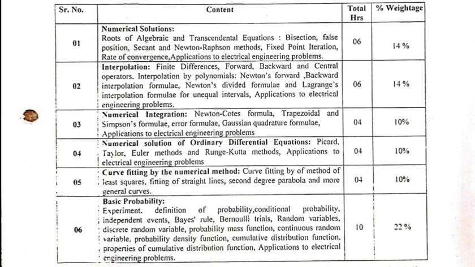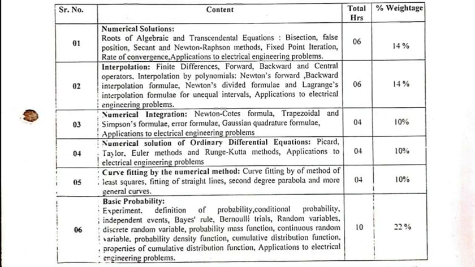Third unit, numerical integration, in which we learn the Newton-Cotes formula. From the Newton-Cotes formula, we learn the trapezoidal rule, Simpson's 1/3 rule, Simpson's 3/8 rule, and error formula. Also, we learn the Gaussian quadrature formula and some applications to electrical engineering problems.